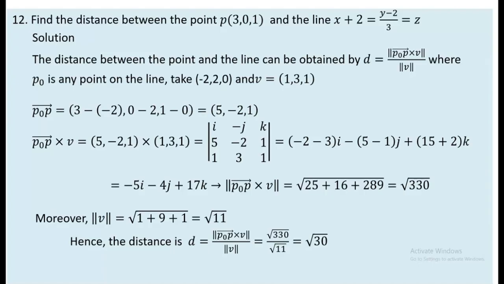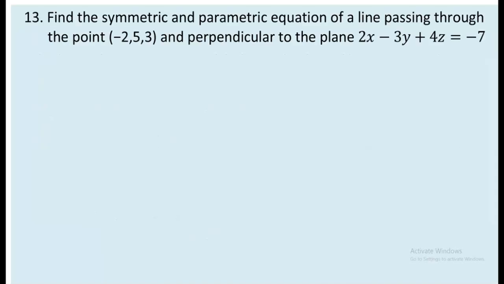What comes next is question number 13. Question number 13 talks about the equation of a line. In fact, you are asked to determine the two different forms of a line, symmetric and parametric. So you are now asked to determine the equation of the line, provided that the line is supposed to pass through the point (-2, 5, 3) and perpendicular to the plane 2x - 3y + 4z = -7.